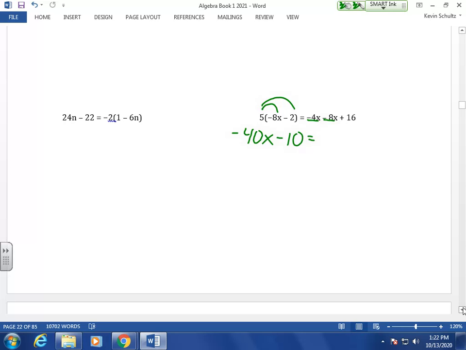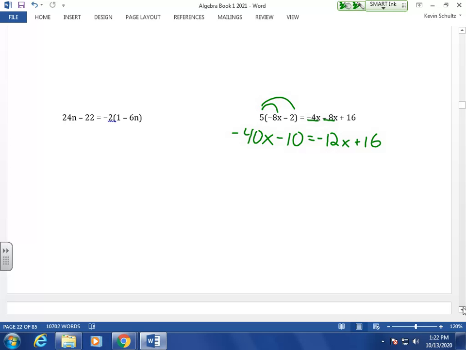Negative 4x minus 8x, negative 12x. The reason why it's negative 12, we're not using opposite operations here. We're not moving them from one side to the other. We are just combining them. Negative 4 minus 8 gives us negative 12.